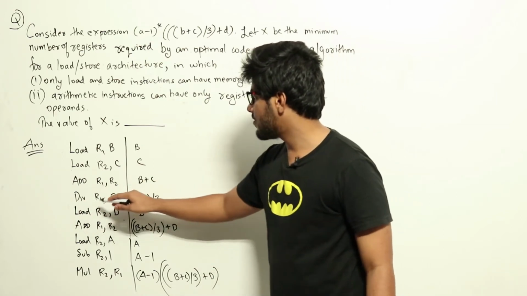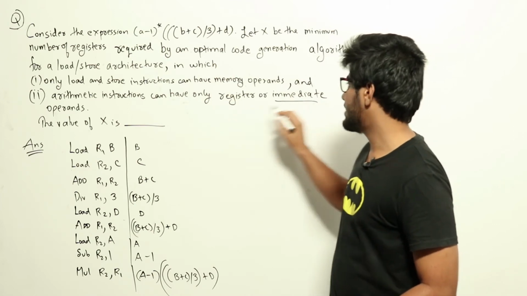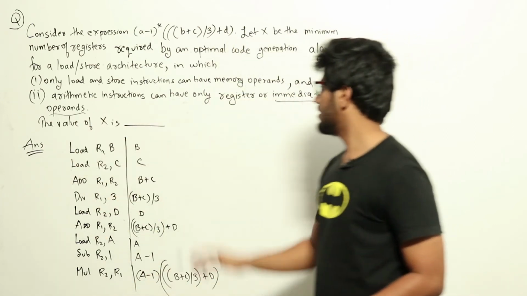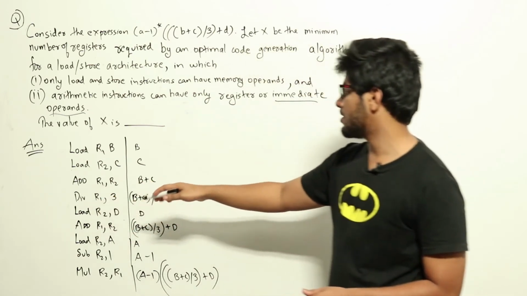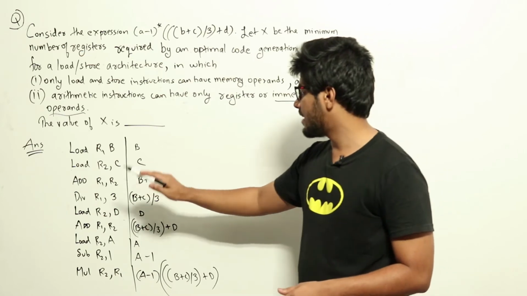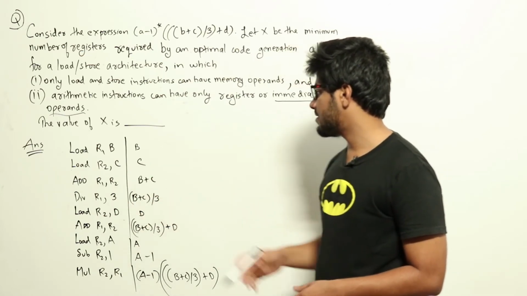Now divide R1 with 3. Now it is saying that we can have immediate operands as well in arithmetic instructions. So we are performing divide R1, 3, meaning whatever is in R1 will be divided by 3 and the result will be stored in R1 only. So now R1 becomes (B plus C) by 3.